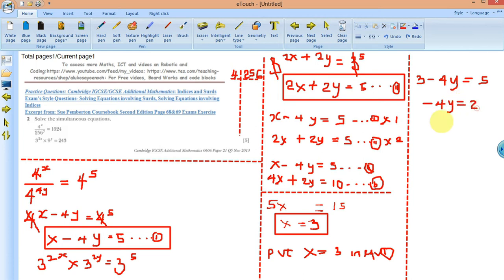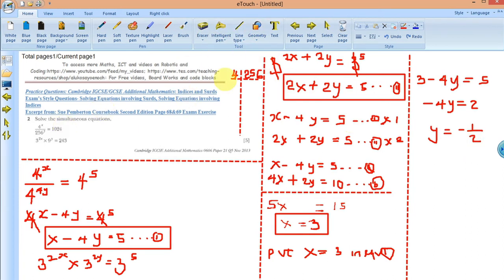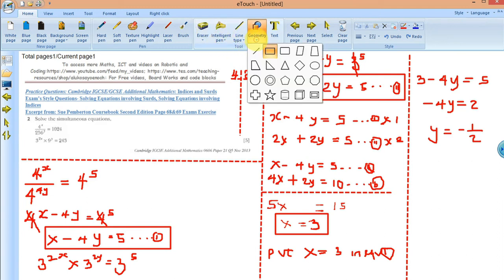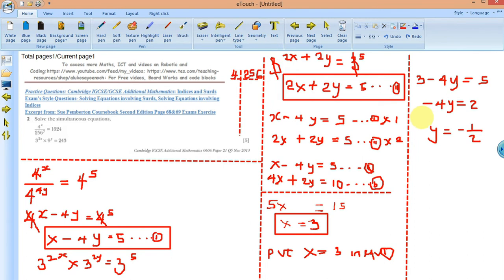Therefore, y equals 2 divided by minus 4, that is minus 1 over 2. So the value of x and y that satisfy this initial equation are what? x equals 3 and y equals minus 1/2. Okay guys, that's the end of the first question. Let's go to the next question.